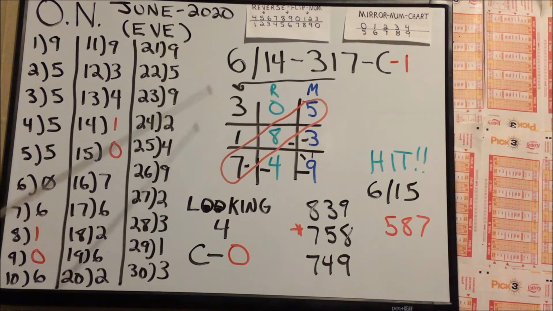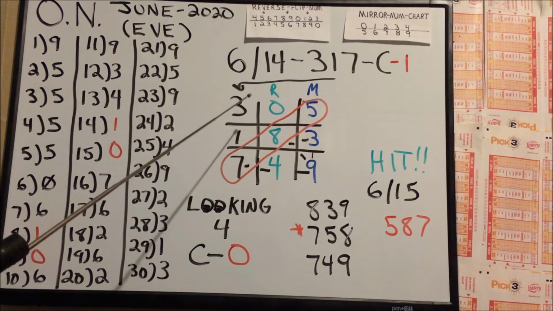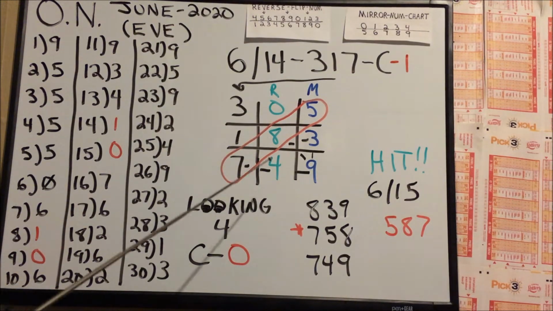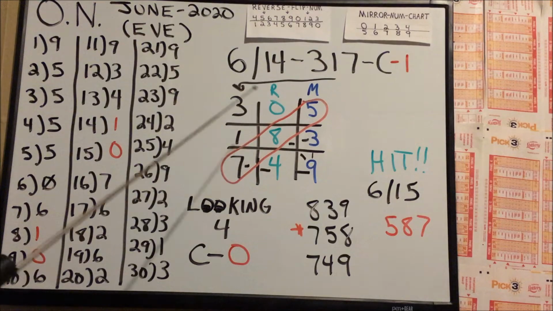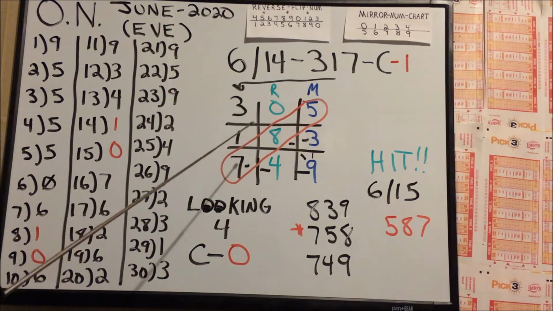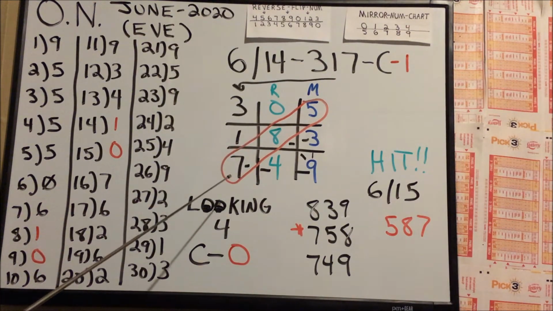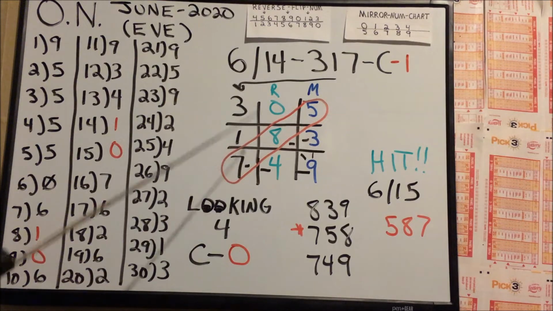And we put it in the first row of the tic-tac-toe grid going straight down. In the second row, we put its reverse flip number of each individual number that played on the 14th. So for the number 3, the reverse flip is 0. For 1, the reverse flip is 8. For 7, the reverse flip is 4. So this completed the second row of the tic-tac-toe grid, okay?